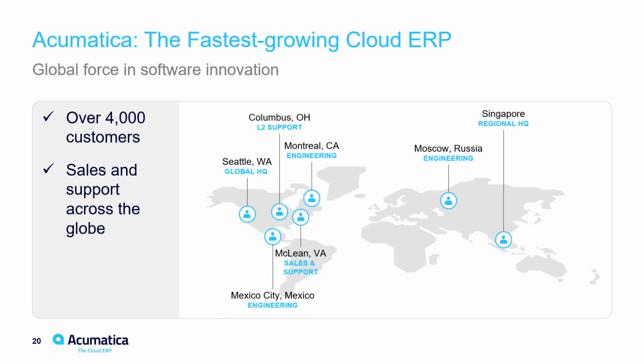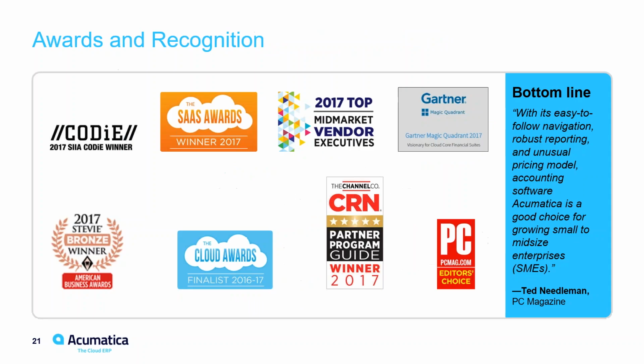So because of that, Acumatica is growing super fast. It's the fastest growing cloud solution on the market today. We just crossed over 4,000 customers. It's been available since 2010, so about 8 years, to 4,000 customers. There's sales and support across the globe. We've got a headquarters in Seattle, Washington, all the U.S.-based support in Columbus and Virginia. Programming, of course, happens all over the world because we have customers all over the world. But so we've got a really good footprint, and it is getting a ton of awards and recognition.